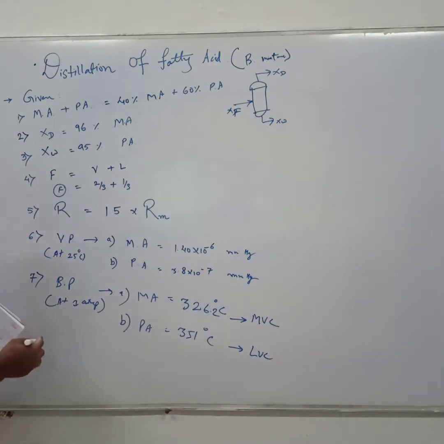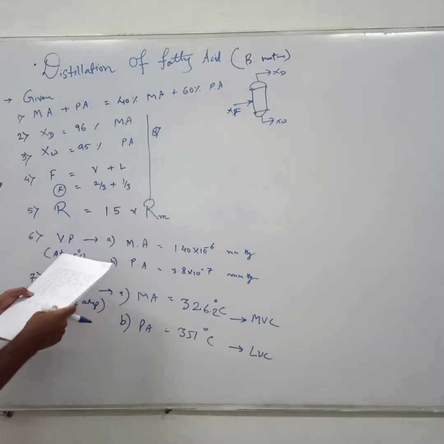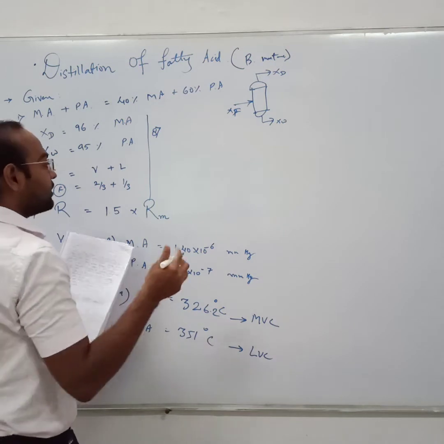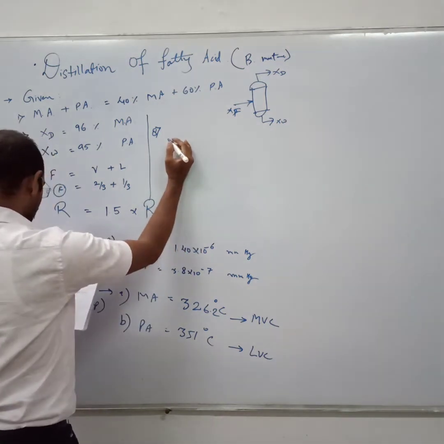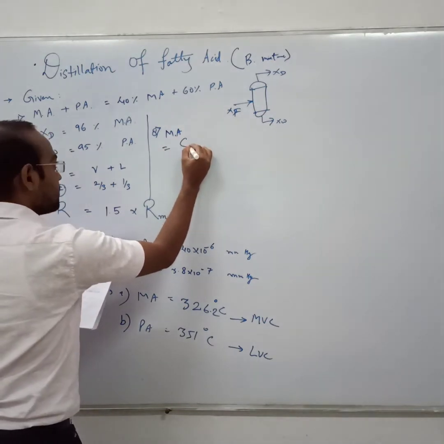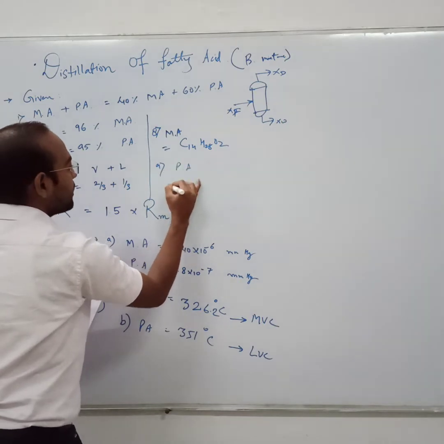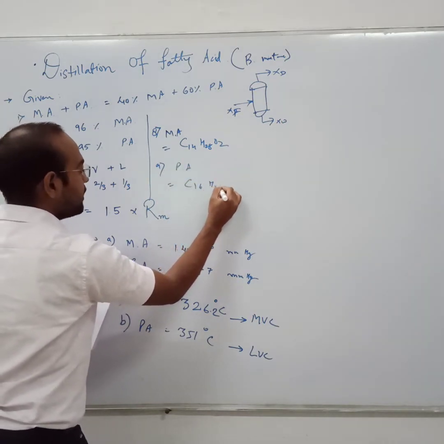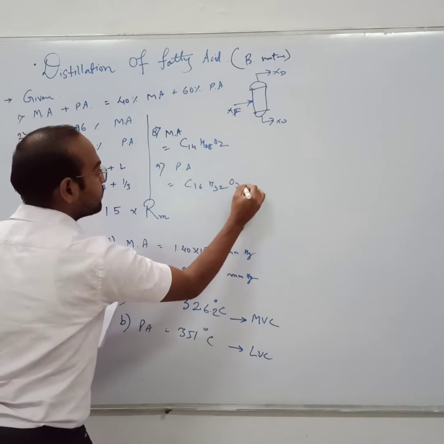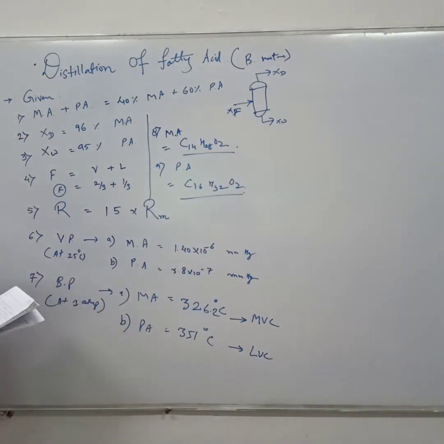Again, a formula is given, which I can write here. To calculate the molecular weight, we need the basic formula. For myristic acid it is C14H28O2, and for palmitic acid it is C16H32O2. This is also important. These are all the values given in our numerical, and what we actually need to find.